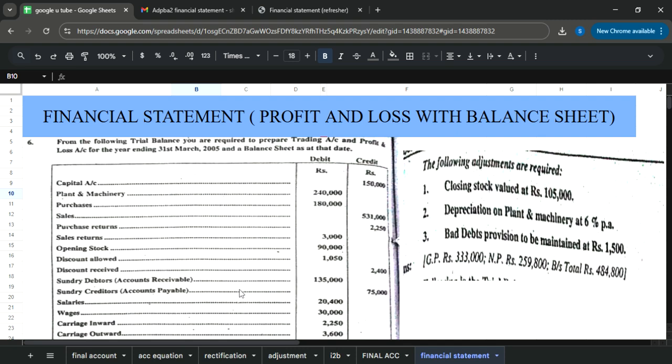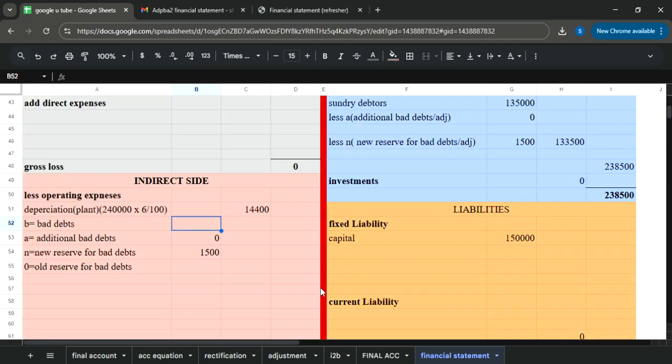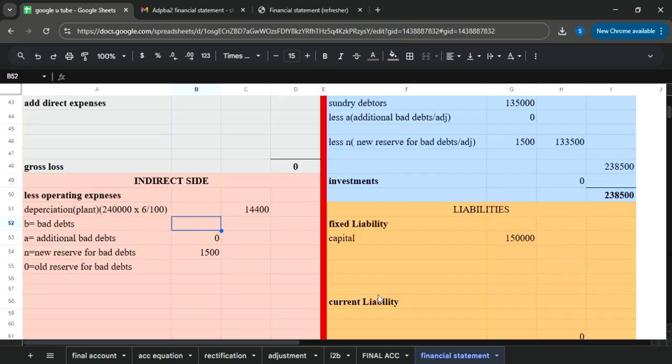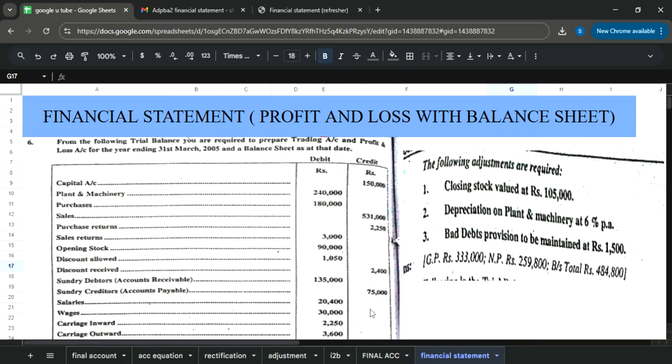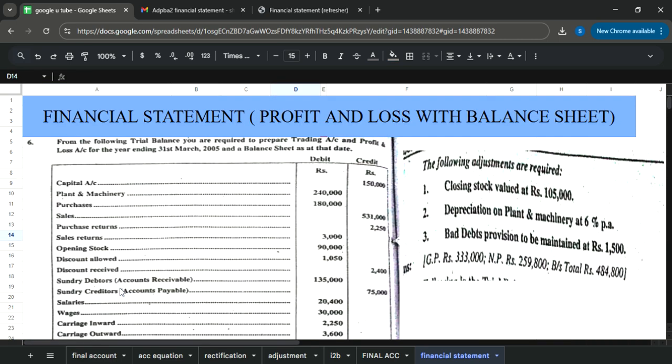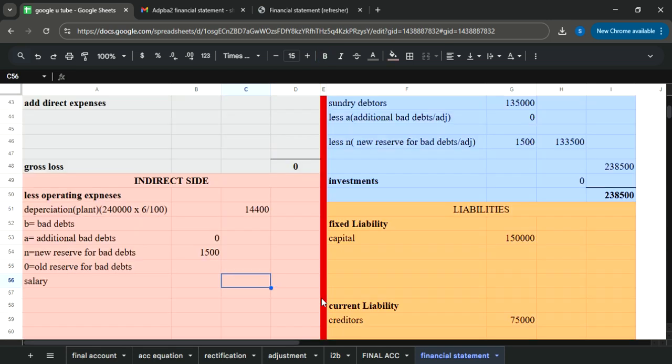After discount we have sundry debtors, already written, 135,000. Here you can see sundry debtors 135,000, a current asset. Creditors 75,000. Go to current liability, creditors 75,000. Let's see it again. Creditors 75. All right. Then we have salaries. You will come to indirect expense. Salary, amount of which is 20,400. So 20,400 is the amount of salary.